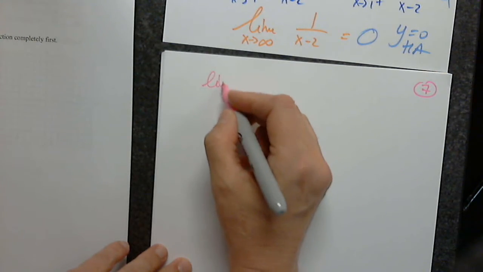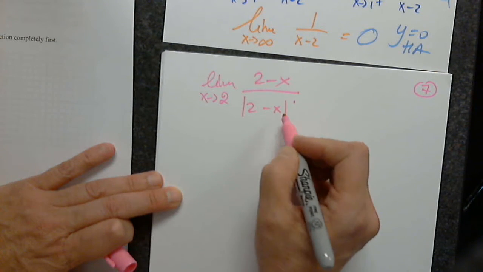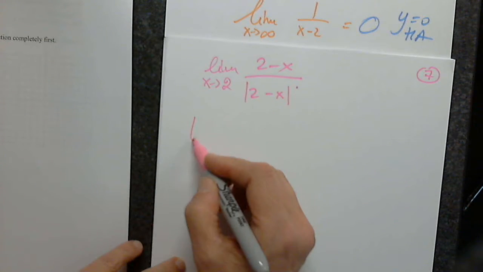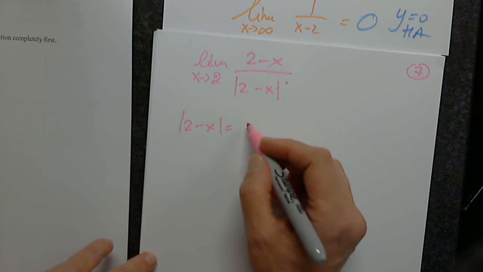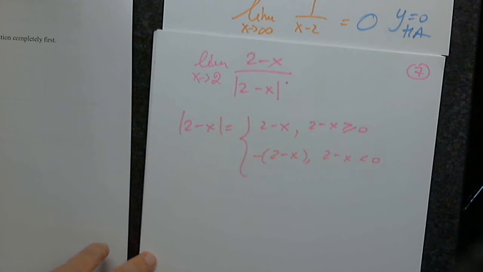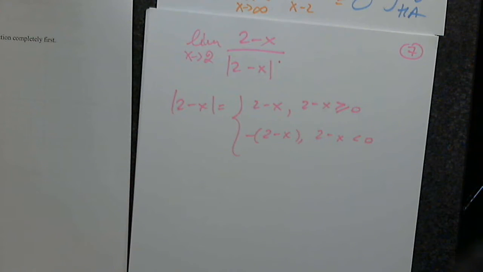So we have a limit as x approaches 2 from either side, 2 minus x divided by the absolute value of 2 minus x. Okay, so we have to start with the absolute value of 2 minus x. I will ask you to simplify fully before you determine the limit. And you will have two options, 2 minus x greater than or equal to 0, negative 2 minus x less than 0. You have to start by simplifying the absolute value first. Any questions on this so far?